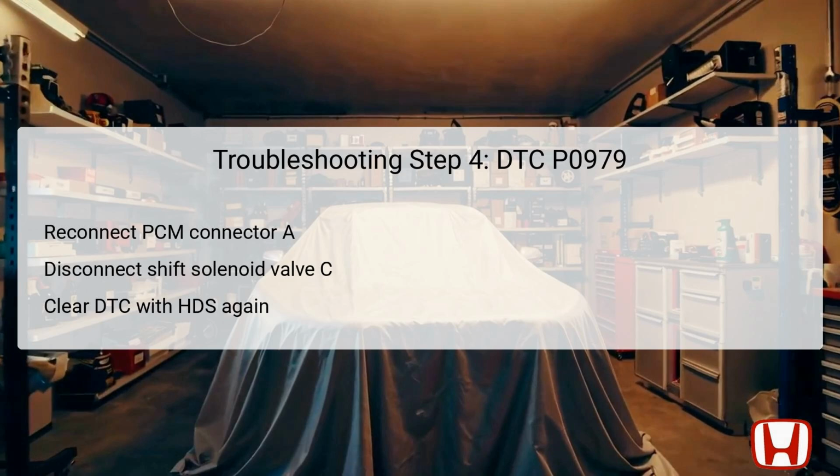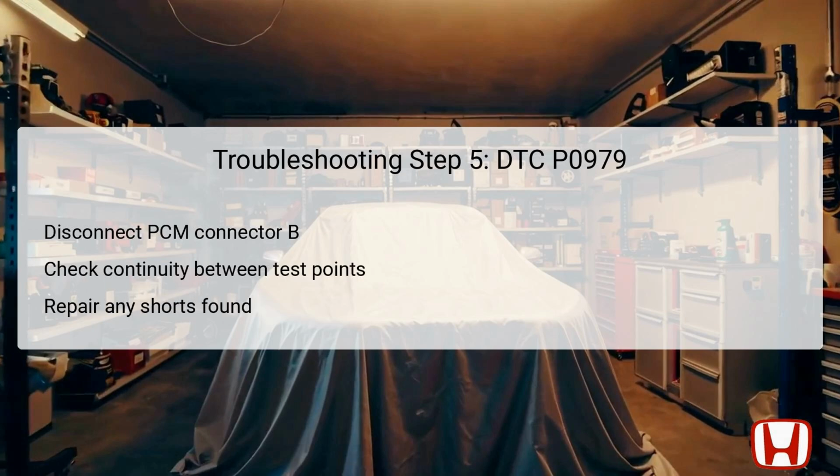Similar to previous steps, clear the DTC with the HDS tool to reset any error codes. After this action, start the engine while keeping it in Park (P) mode and monitor the DTC status once more. If P0979 is not indicated, it implies that the Shift Solenoid Valve C is functioning correctly. Conversely, if the DTC reappears, this would suggest that the valve needs to be replaced.